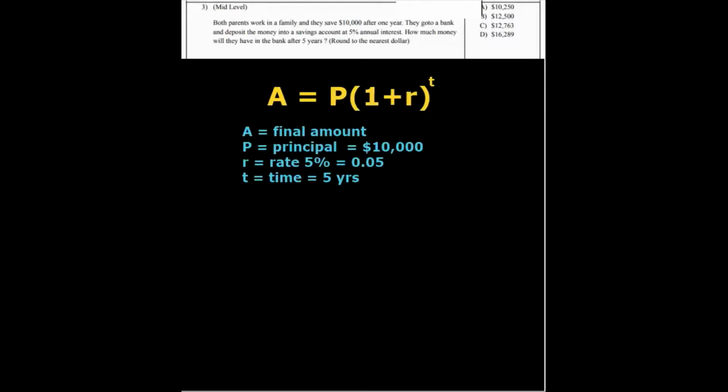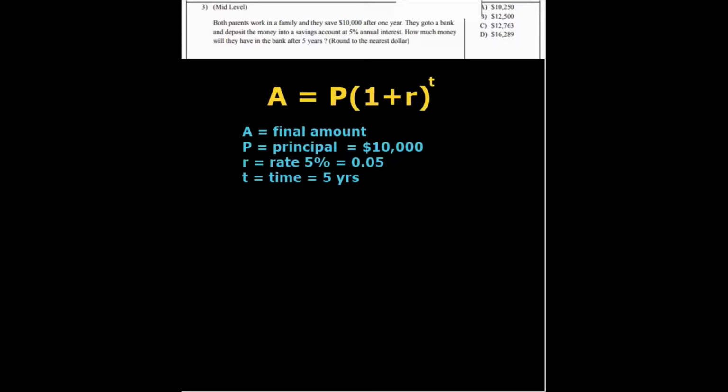Question 3. Both parents work in a family and they save $10,000 after 1 year. They go to a bank and deposit the money into a savings account at 5% annual interest. How much money will they have in the bank after 5 years?